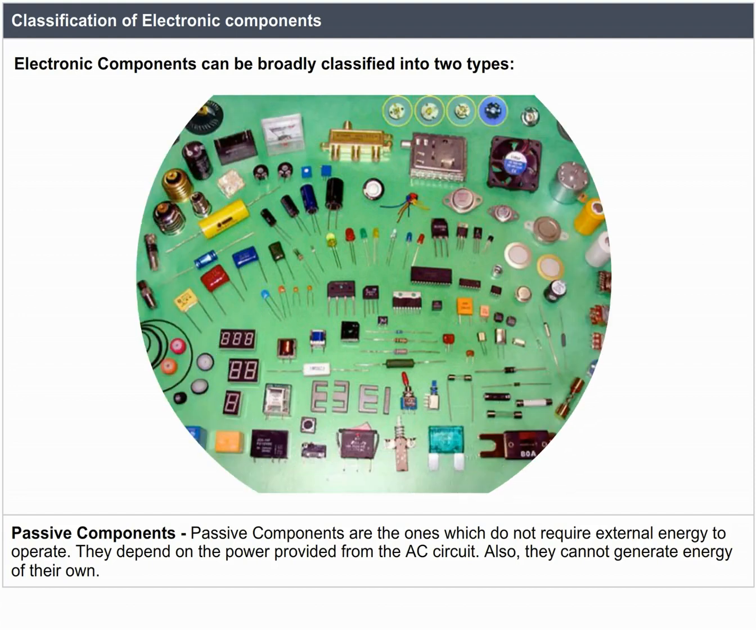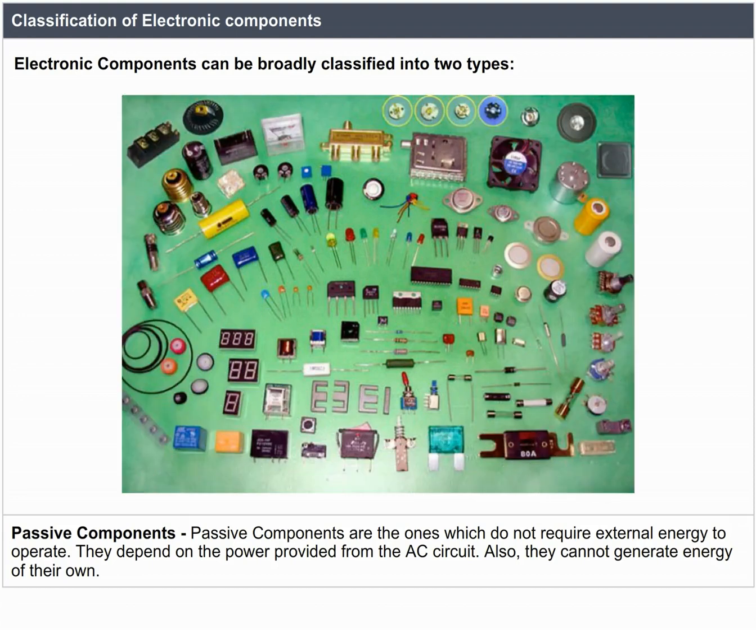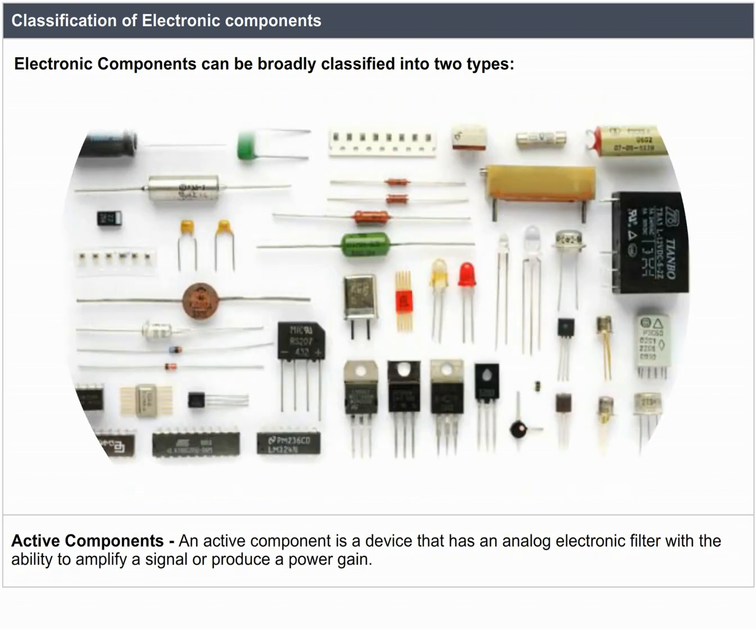Passive components. Passive components are the ones which do not require external energy to operate. They depend on the power provided from the AC circuit. Also, they cannot generate energy of their own. Active components. An active component is a device that has an analog electronic filter with the ability to amplify a signal or produce a power gain.